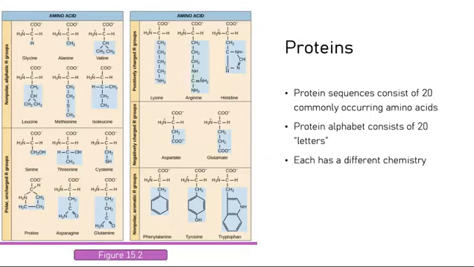So let's first revisit proteins. We know that the monomer for proteins will be amino acids, and there are going to be 20 of the most commonly occurring amino acids in these compounds over here. And we can think of these as the protein alphabet. And each is going to have a different type of chemistry. Some are going to be acidic, some will be very basic, some are polar, some are nonpolar, and there are different structural constraints as well.